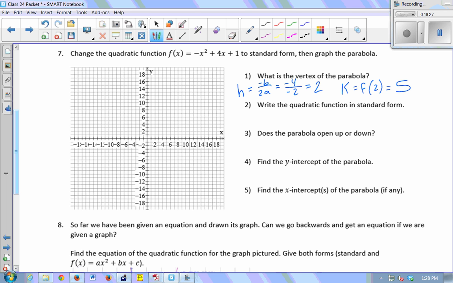Nope, that's a good question. If there were parentheses around that, that would come out positive. But because there aren't, that negative is what you do after the square. Yeah.